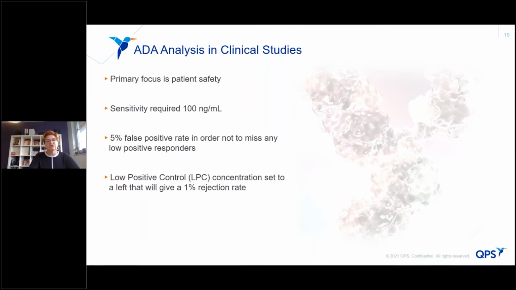The low positive control that is used in assay validation and bioanalysis is set to a level just above the cut point to ensure that in every run the sensitivity remains more or less the same, and it is set in a statistical way at a level that gives a 1% rejection rate. So in 1% of the bioanalytical runs, the low positive control will be below the cut point.